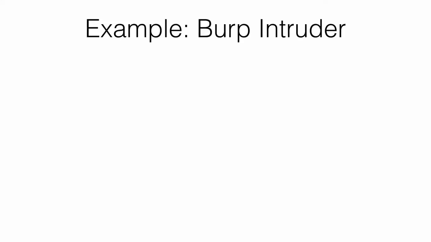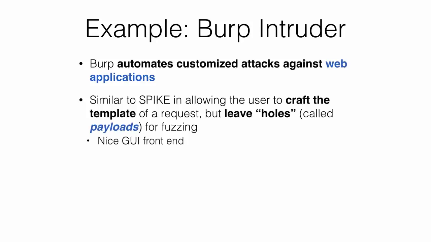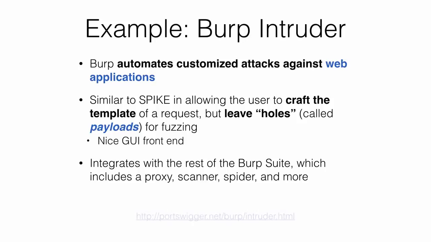Another example network fuzzer is Burp Intruder. It's one element of the Burp suite. Burp automates customized attacks against web applications, and it's similar to Spike in allowing the user to craft a template of a request but leave holes, which it calls payloads, for fuzzing by the tool. Unlike Spike, which is a programming API, Burp Intruder provides a nice GUI front end. And Burp Intruder integrates with the rest of the Burp suite, which includes a proxy, scanner, spider, and many other tools.